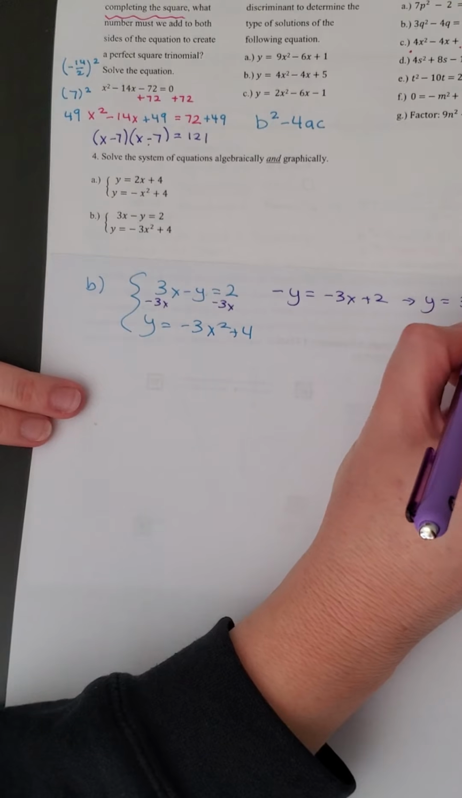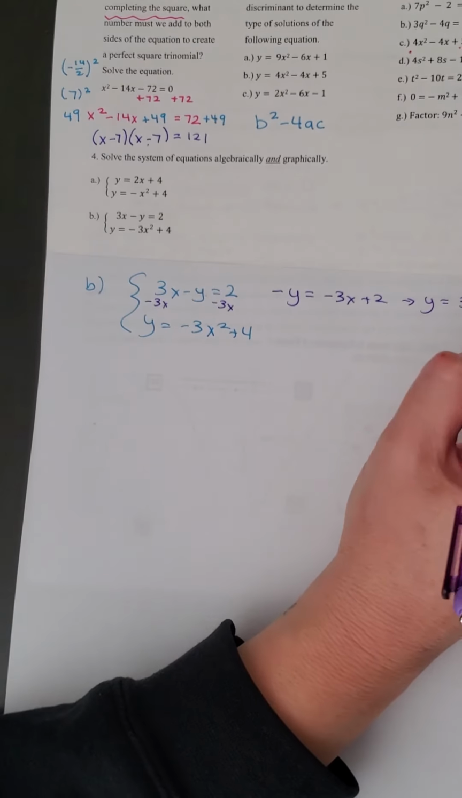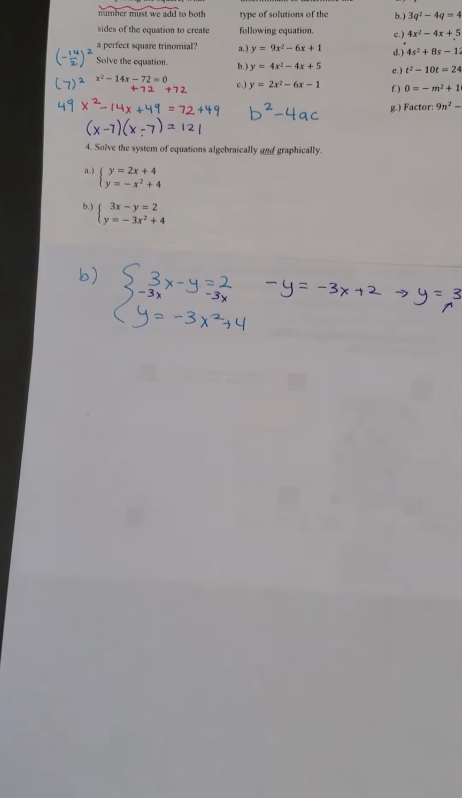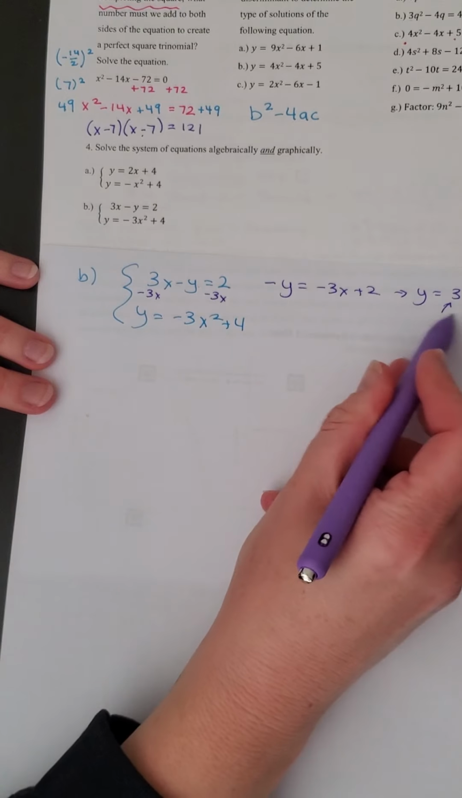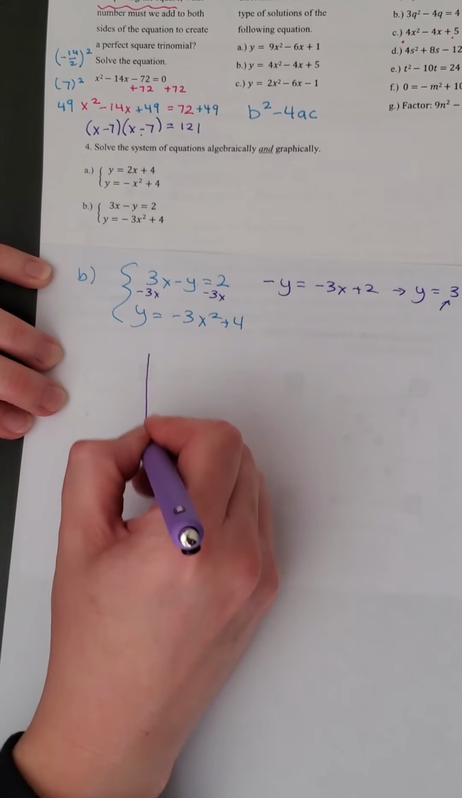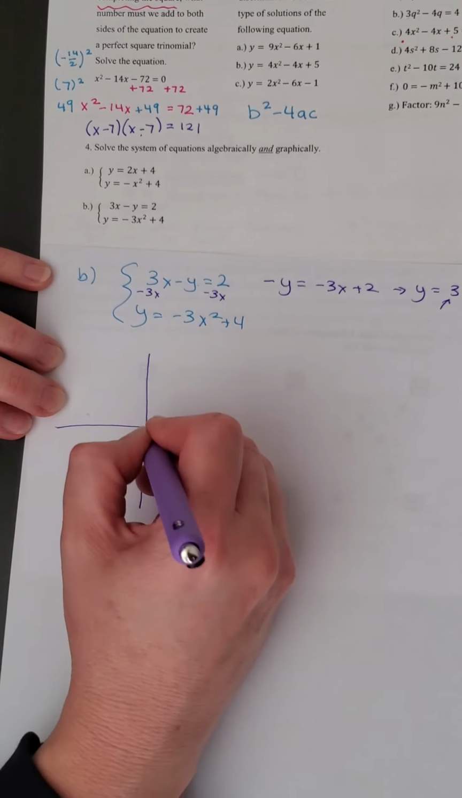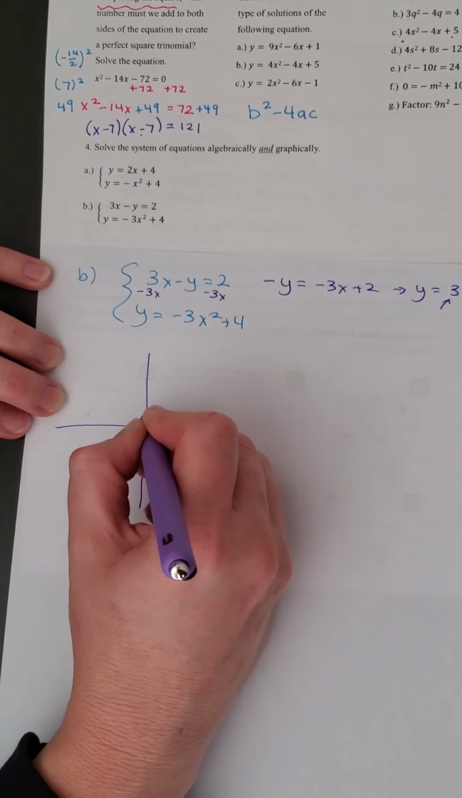So when I go to graph this, don't forget, my y-intercept will be negative 2 and my slope will be positive 3. I think I'll do graphing first this time, since I've already started to get this in slope-intercept form. All right, so my y-intercept is down here at negative 2, and my slope is up 3, right 1.